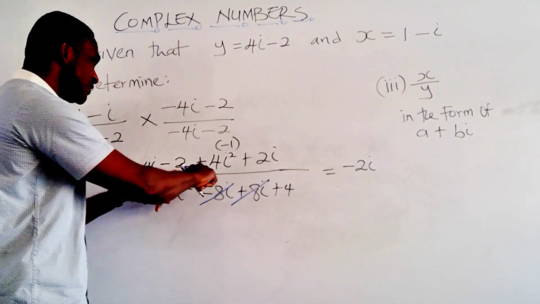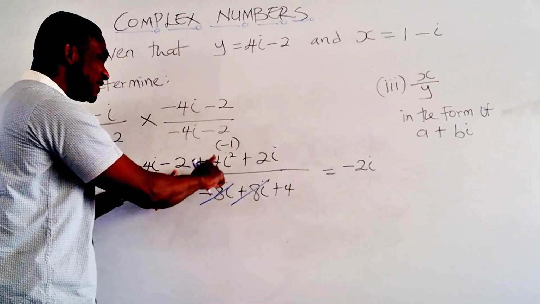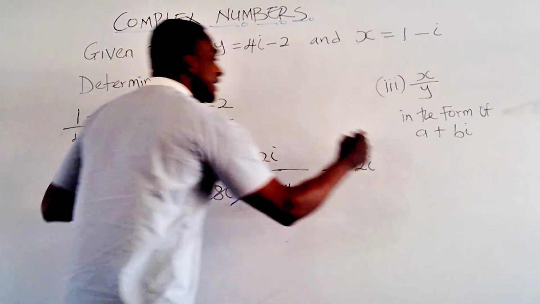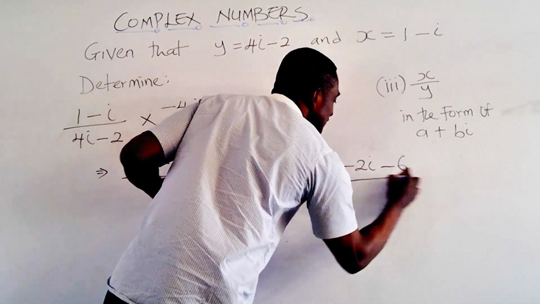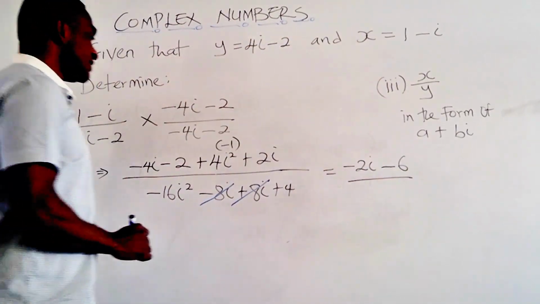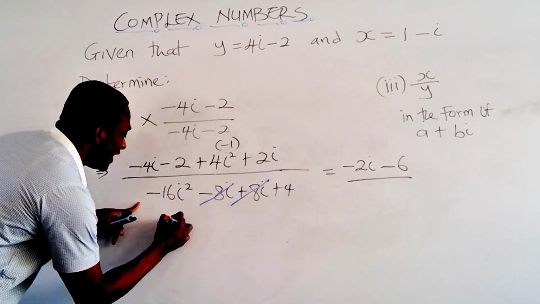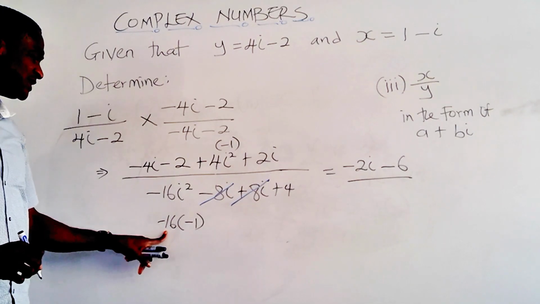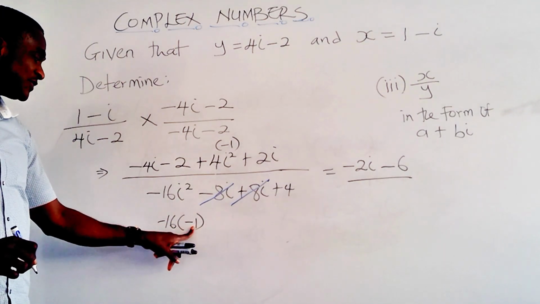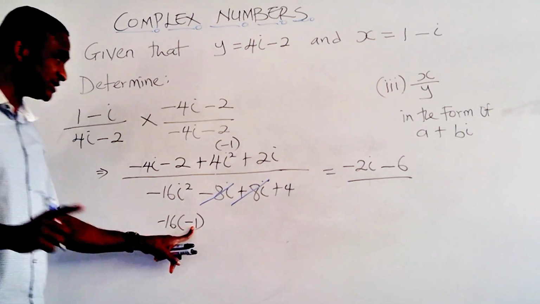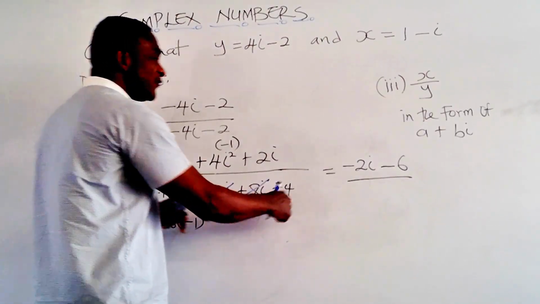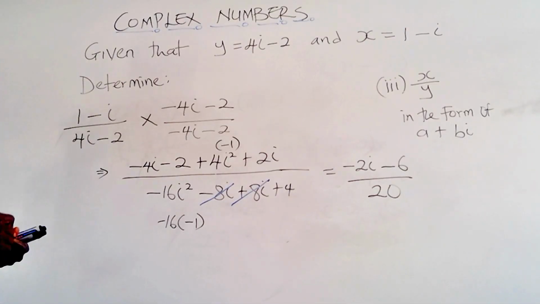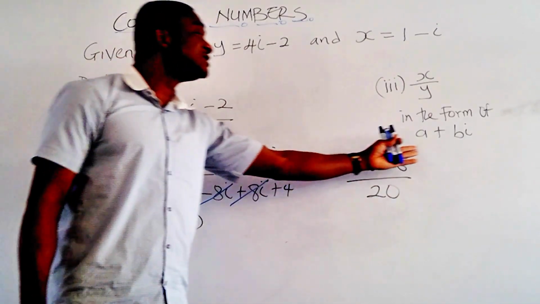This is 4 times negative 1, which is negative 4. So we have negative 2i, negative 4, that's negative 6 in the numerator. Divided by the denominator: negative 16i squared, and i squared is negative 1. Negative 16 times negative 1 will give us positive 16. So we have 16 plus 4, which is equal to 20. They want it in this form.